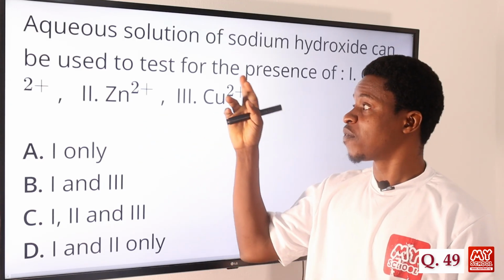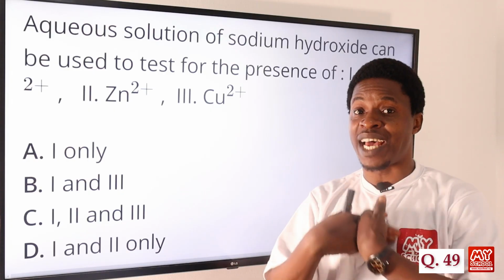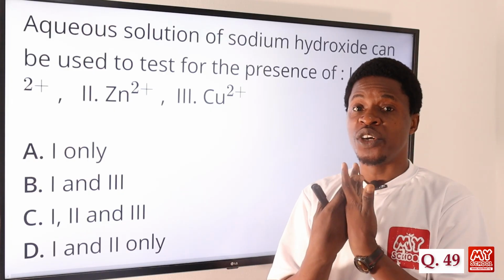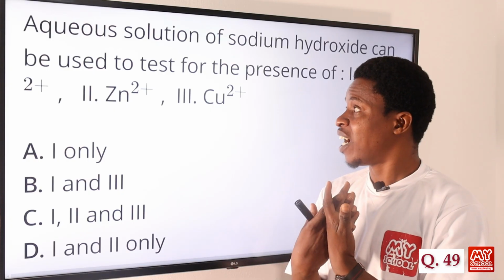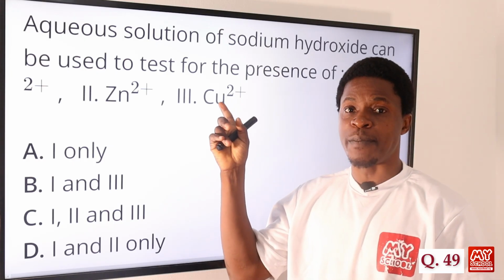So the same thing happens for copper. Copper is different because copper has a blue color. So when you add sodium hydroxide to it, a blue precipitate will be formed. This does not form a white precipitate, it forms a blue precipitate.